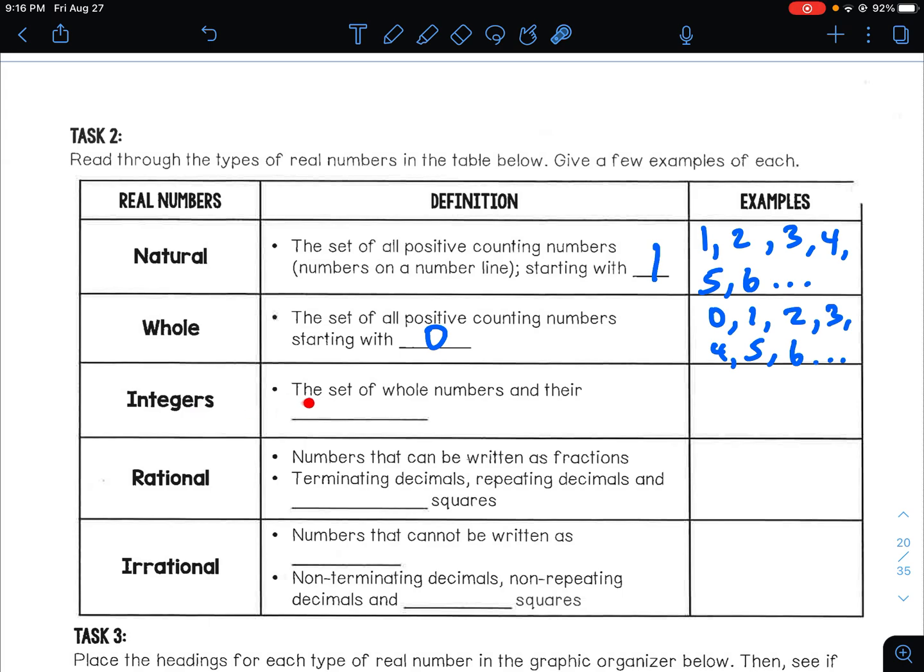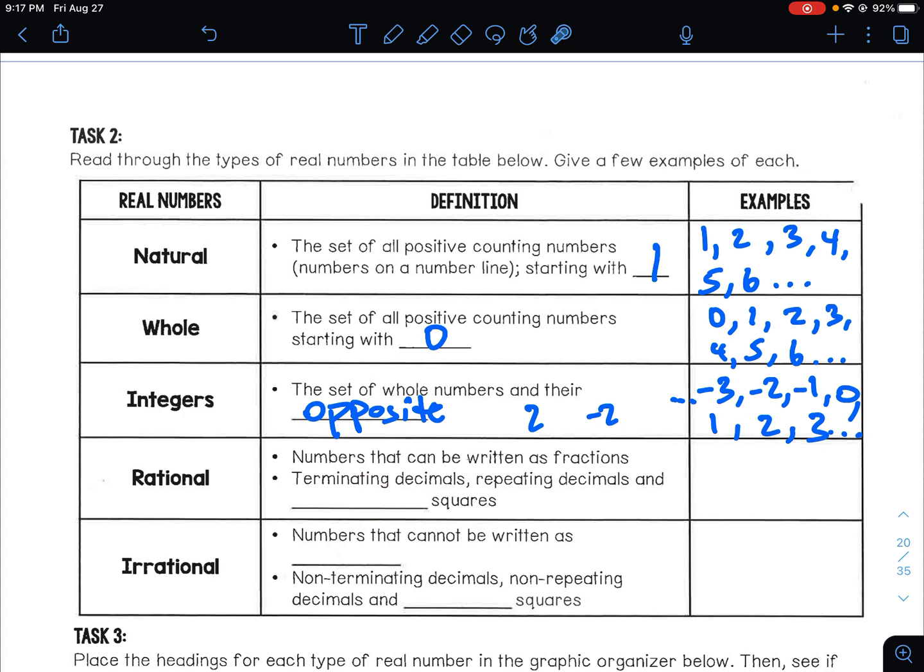All right, integers. What are integers? Integers are the set of whole numbers and their opposites. What's an opposite again? Well, the opposite of 2 would be -2, right? So it's all the whole numbers, 0, 1, 2, 3, 4, 5, 6, plus their opposites. So that would be like -3, -2, -1, 0, 1, 2, 3, and going in the other direction as well. So integers are basically whole numbers and their opposites, which are also negative.